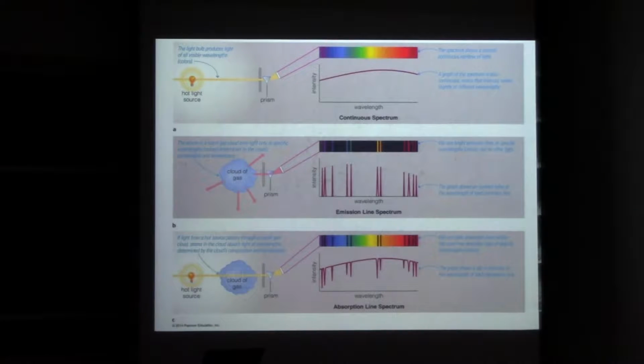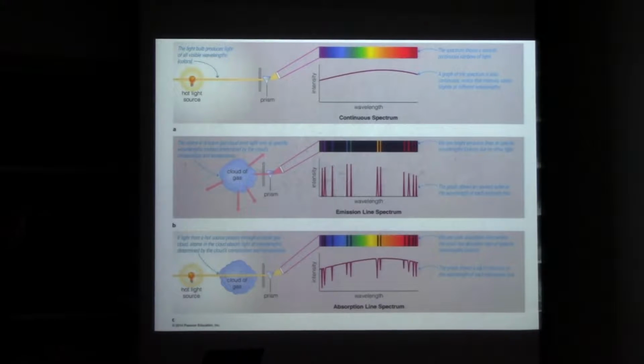The third kind, the absorption line spectrum, is where you have a continuous spectrum that is crisscrossed by dark lines where light is missing. And you get that by taking a cool cloud of gas and putting it between you and a hot light source. Pass the light through a prism or a diffraction grating, spread it out into its component colors, which again, you're really just seeing a bunch of images of the slit.